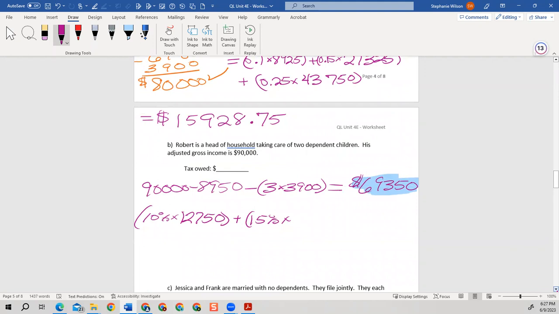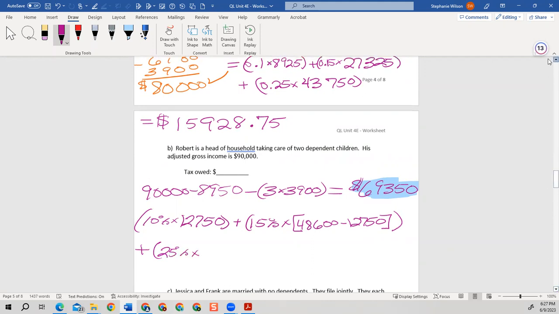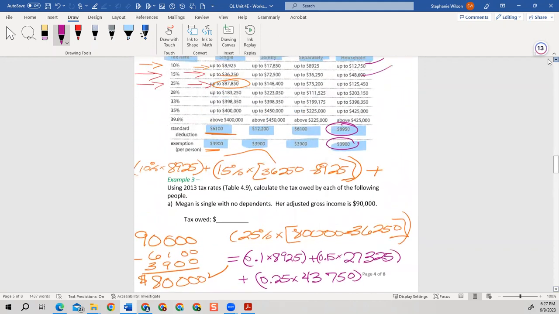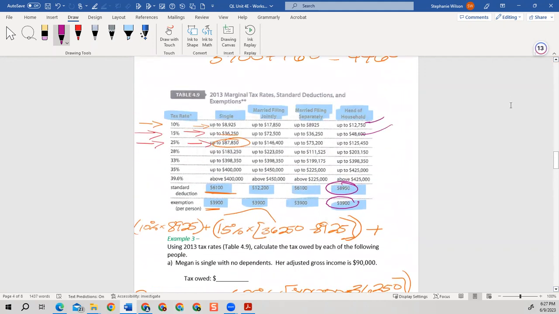So I'm going to put this in bracket, 48,600. I'm going to subtract that 12,750 because 12,750 of the actual taxable income was taxed at 10%. So we don't want to re-tax it. Okay, so the difference between that, we still fall into the 25% bracket. So let's go back up there and see what's the 25% bracket. But remember, you only made 69,350 that's taxable.